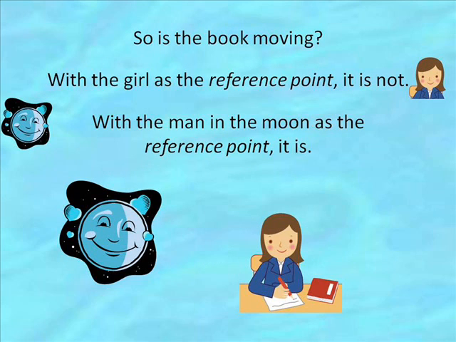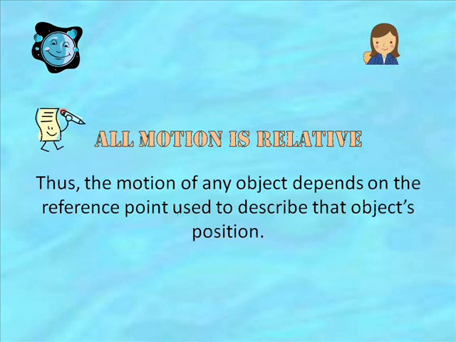So if we go back and ask the question again, is the book moving? Well, with the girl as the reference point, it is not moving. But with the man in the moon as the reference point, it is moving. This leads us to a very important conclusion, and that is all motion is relative. Thus, the motion of an object depends on the reference point used to describe that object's position.